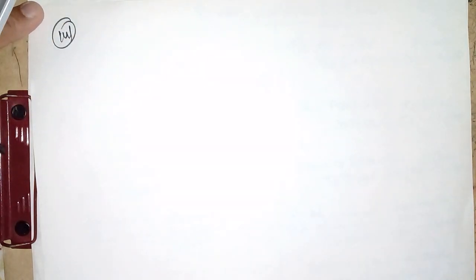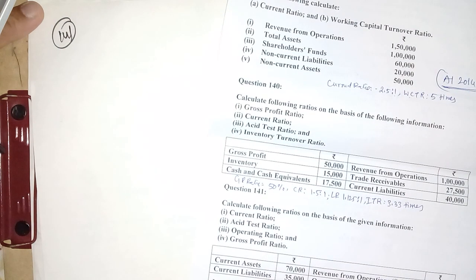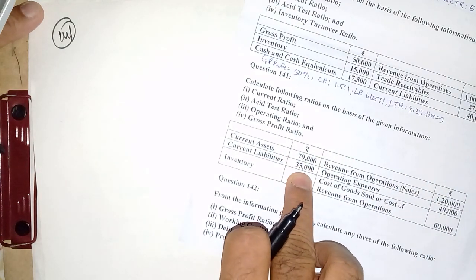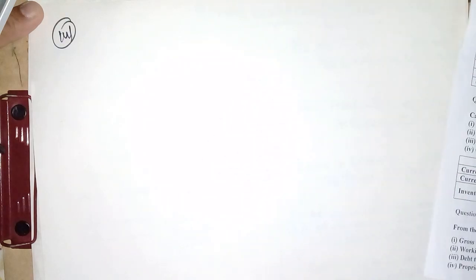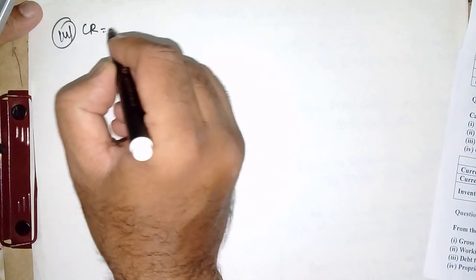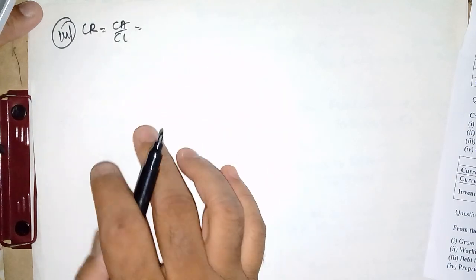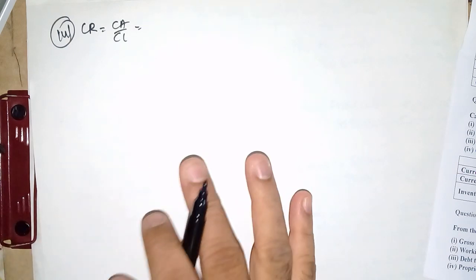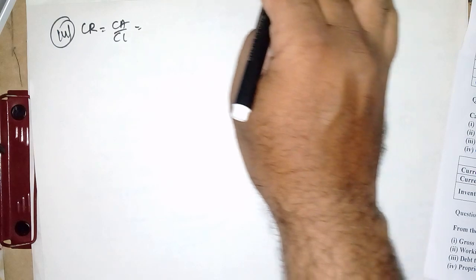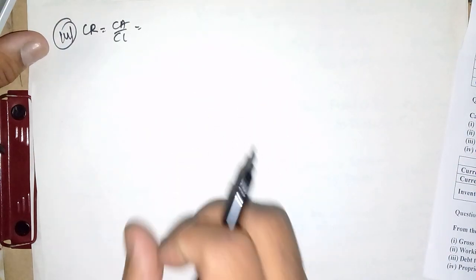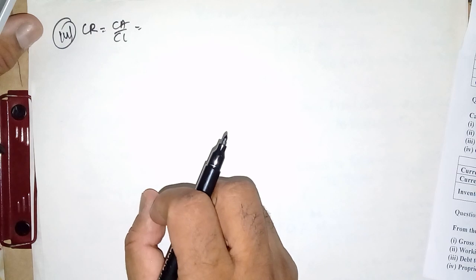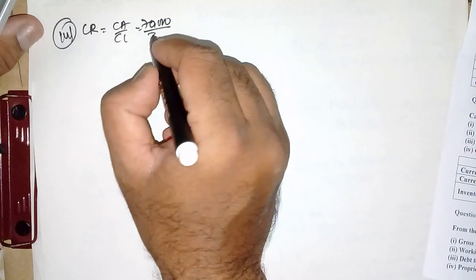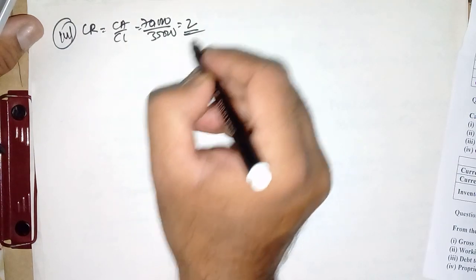So we are asked to calculate the current ratio. In this question 141, we have directly been provided current assets 70 and current liabilities 35. So CR is equal to CA by CL. Please bear in mind, I am always writing the formulas. You should also always write the formulas while practicing problems, because it will give you strength, whereby you can easily remember the formula. No need to memorize the formulas. So CA is 70,000 and CL is 35,000. Therefore the current ratio is 2.